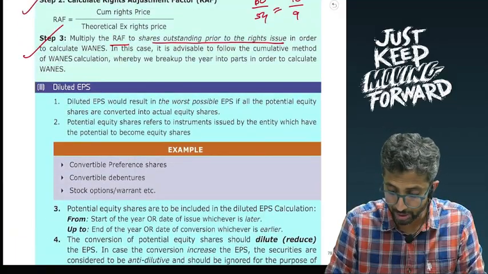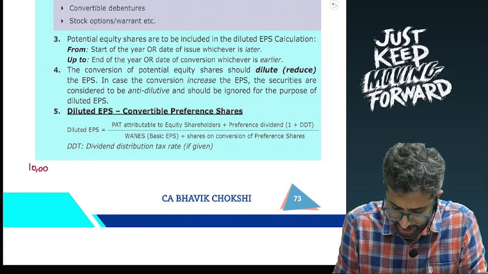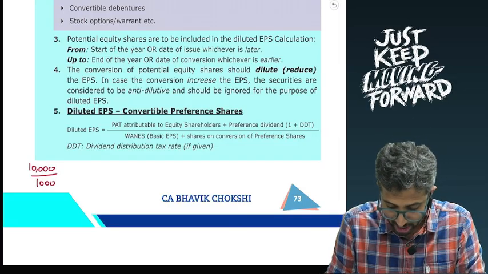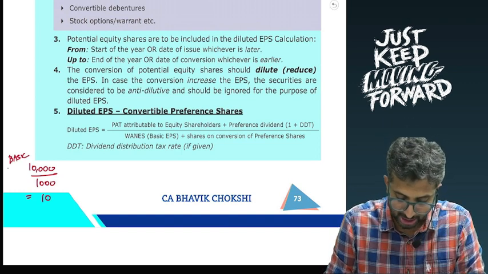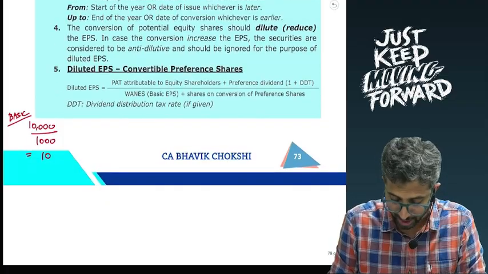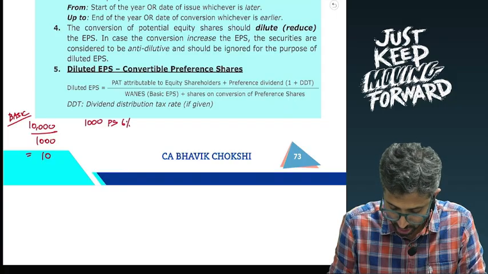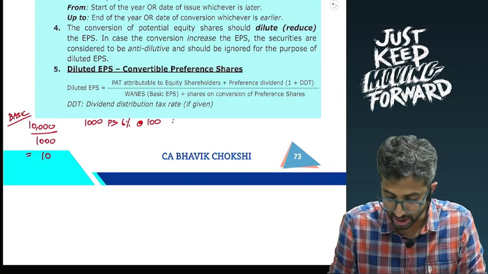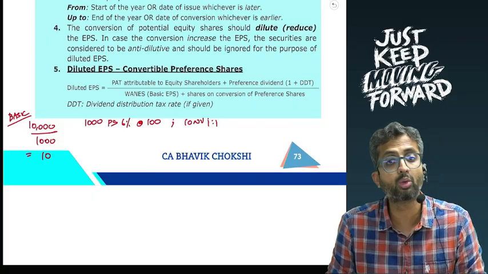We will do a number based thing over here, but before you do that, some bit of practice. Let us say you have net profit attributable to equity shareholders after preference dividend of 10,000 divided by 1,000 weighted average number of equity shares, and hence your basic EPS, let us say, is rupees 10. Now let us say this company has convertible preference shares. These are 1,000 preference shares of 6% coupon and face value rupees 100, and these were outstanding for the entire year. Their conversion ratio is 1:1, which means one preference share will convert into one equity share.